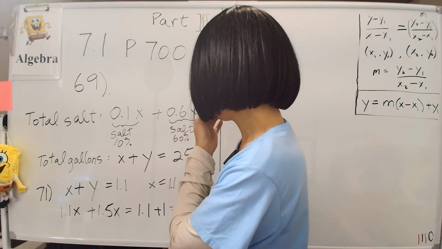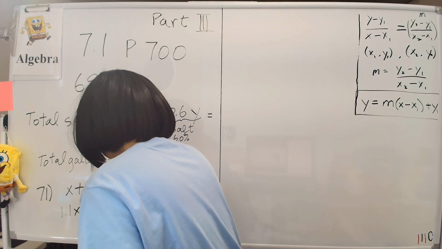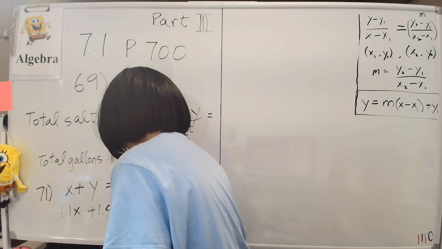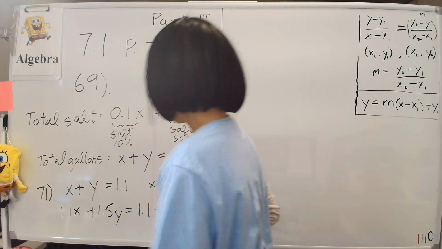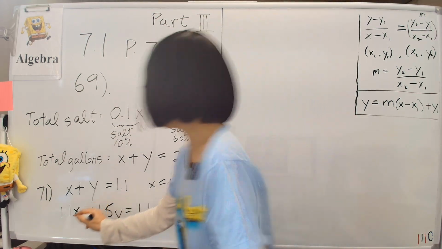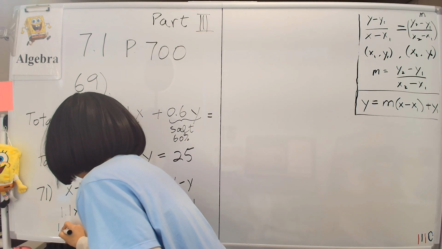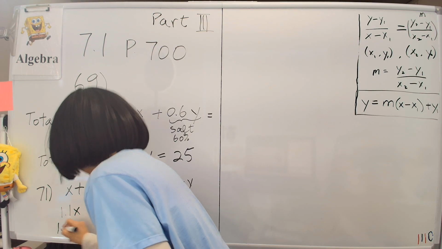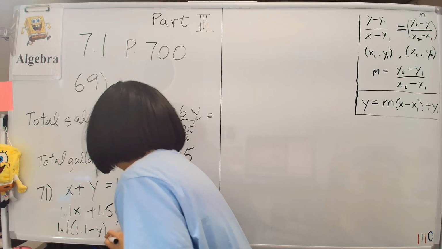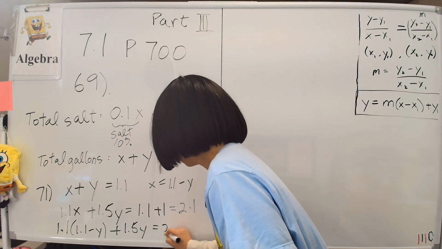We get, that should be y. Why do I have x here? That's the second investment, which gave 50%, which is a huge gain. So anyway, let's plug it in here and do the math. 1.1 times (1.1 minus y) plus 1.5y is equal to 2.1.